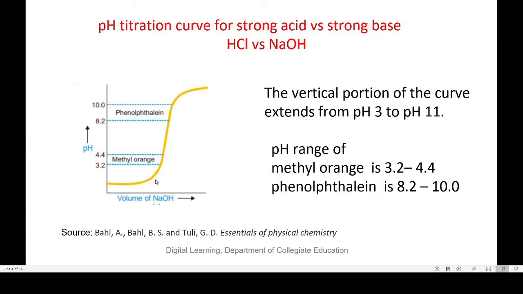Now the vertical portion of the curve is observed from pH 3 to pH 11. In this portion, the pH range for color change for the indicator methyl orange is 3.2 to 4.4, and for phenolphthalein 8.2 to 10. So either phenolphthalein or methyl orange can be used as indicator in this case of titration.